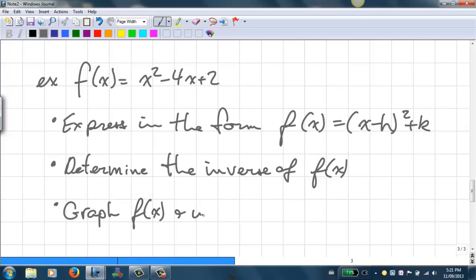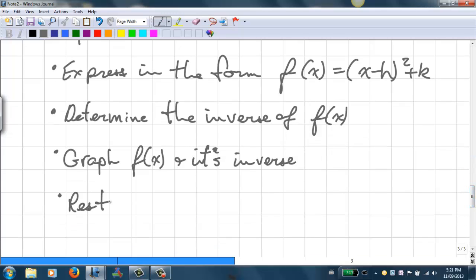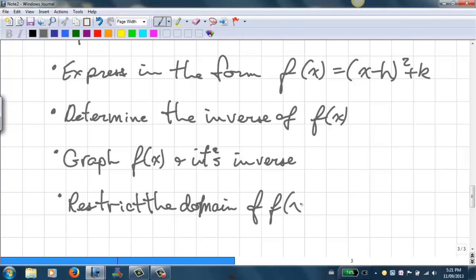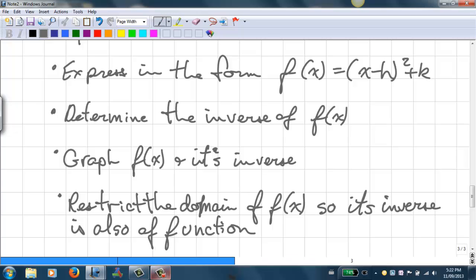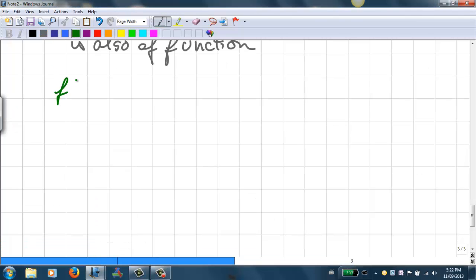So we've got x squared minus 4x plus 2. We're asked to express it in the form (x minus h) squared plus k, so we can see the translations. And then we're going to determine the inverse of that form, and then we're going to graph both. At the end, we're going to restrict the domain of the original function f(x) so that its inverse is also a function.